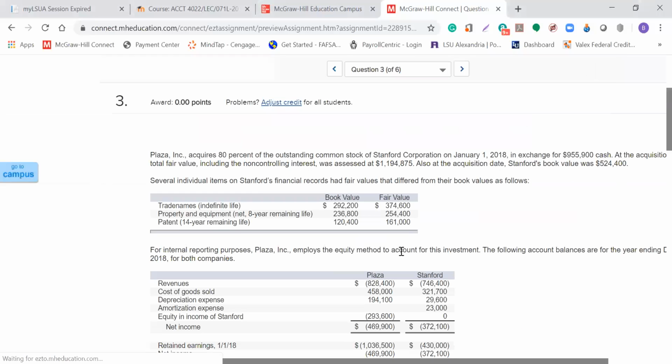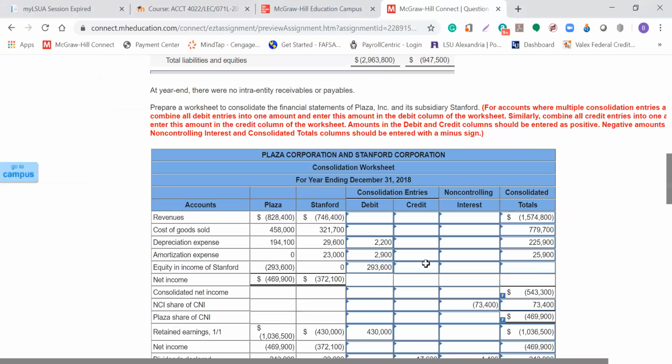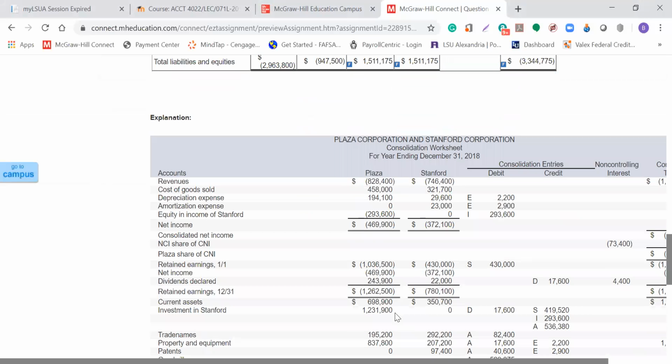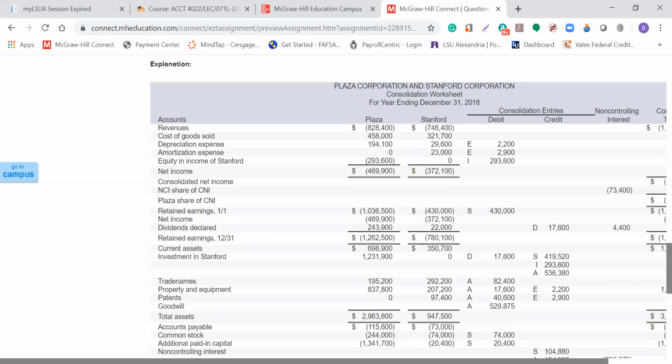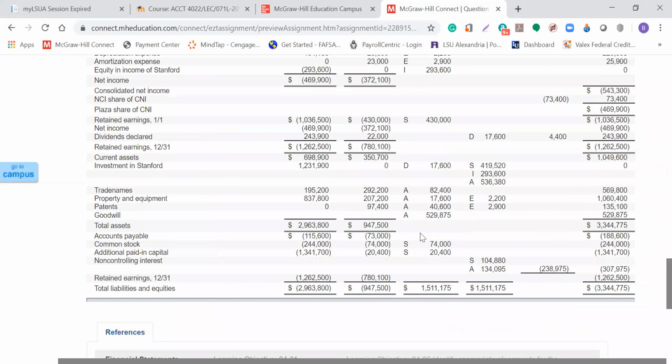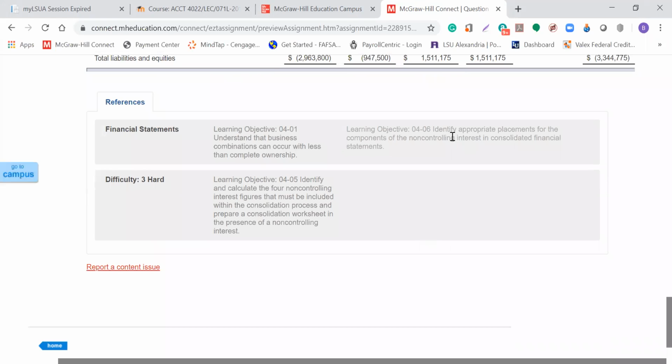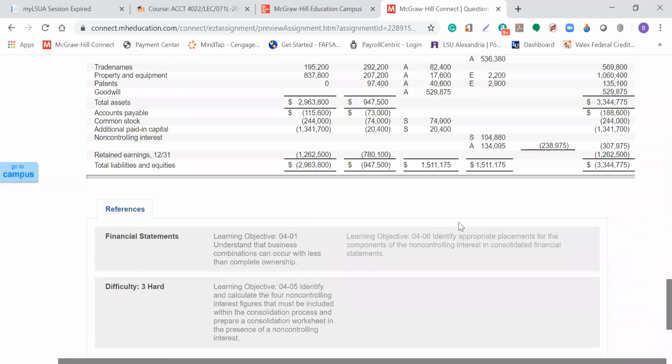Let's hope we have better luck with problem 3. Problem 3 is actually asking you to identify the placement for the company's non-controlling interest on a financial statement.